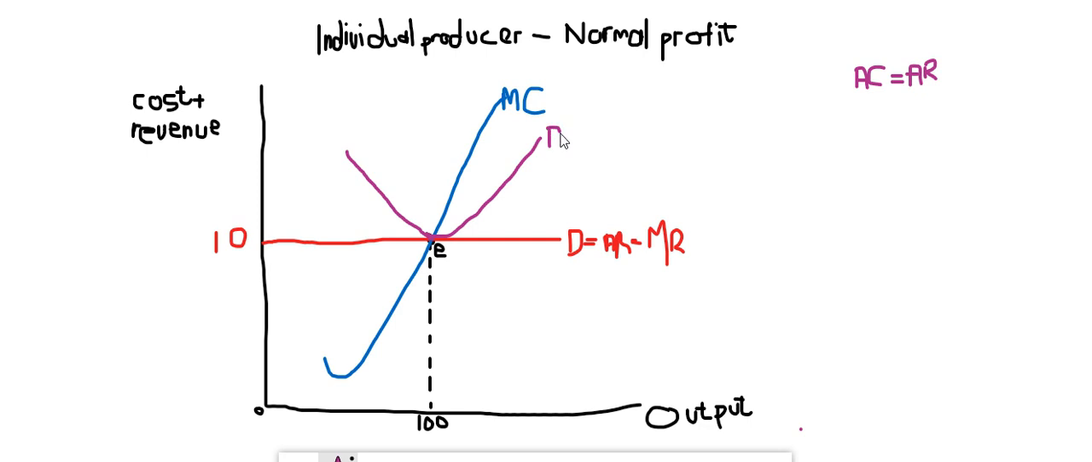And then you have to label, before you forget to label, this is average cost. Okay. And then you can see now, average cost at my profit maximization point, yeah? My average cost is touching my average revenue. That means that my average revenue and my average cost is equal.